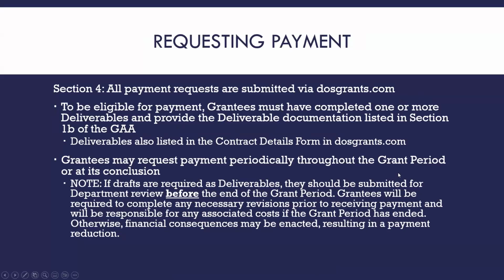Okay, so you're moving along, you got your project sign installed, and you're ready to request payment. This is how you're going to do that. So again, all of your payments are requested in DOS grants. In order to request a payment, you will have to have completed one or more deliverables and provide that deliverable documentation that's listed in section 1B of your grant award agreement. Those deliverables are also in the contract details form.